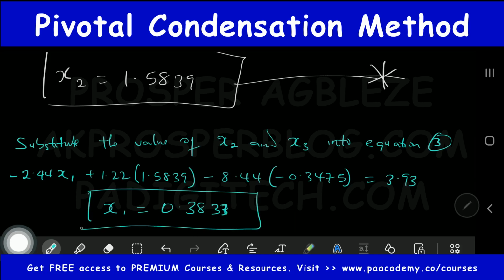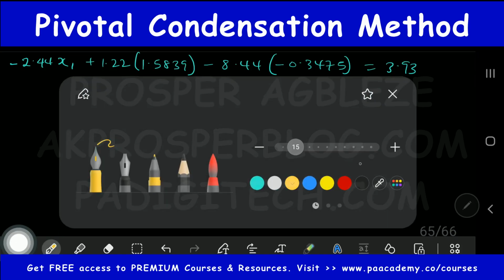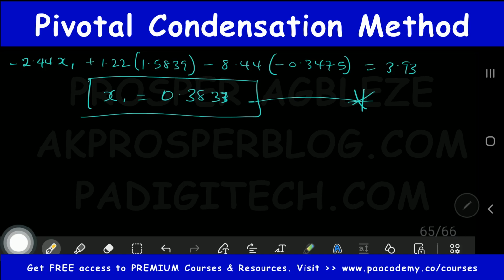So with this now we've gotten our x1, our x2, and our x3. That's the first part of the question, and don't forget to say our answer should be in 4 decimal places. Now that we've gotten the x1, x2, and x3, the next thing for us is, the question says we should also get the residual error. Let me write it here: calculating for the residuals.